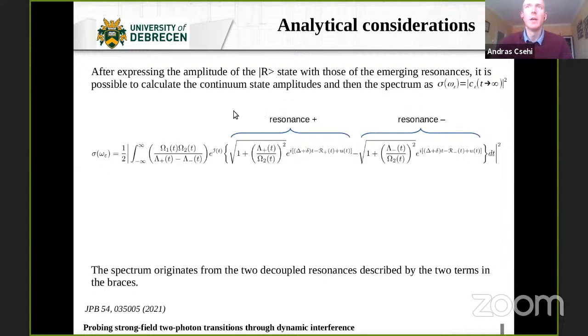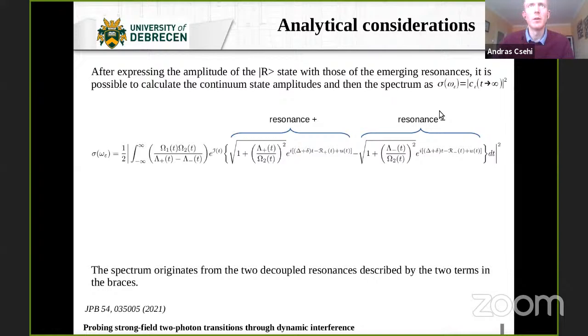This looks a bit ugly at first sight, but if you look closely, then it's simple, because it is the sum of two terms here in the braces, which describe the two resonances, resonance plus and resonance minus. And the interference pattern in the spectrum emerges from these two terms, basically.